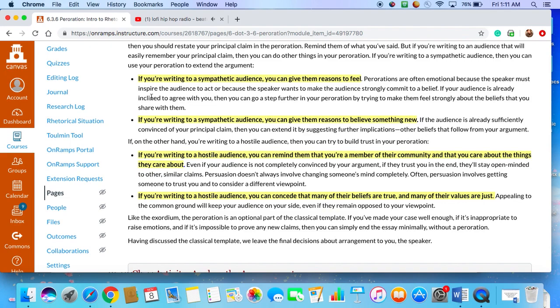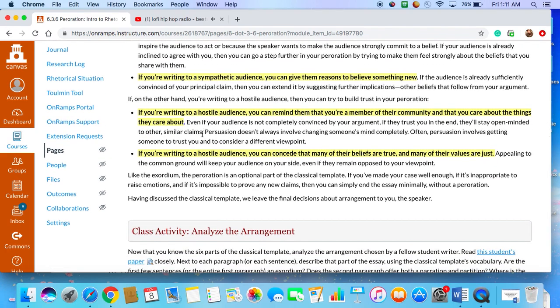If you're writing to the sympathetic audience, you can also give them reasons to believe something new. So you can leave them with a completely new belief. And then the two ways to address a hostile audience in your peroration.